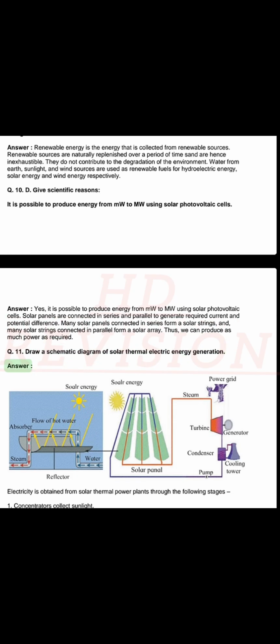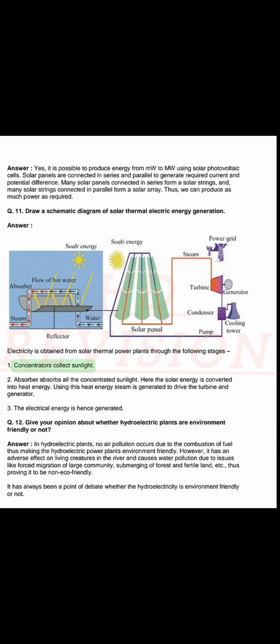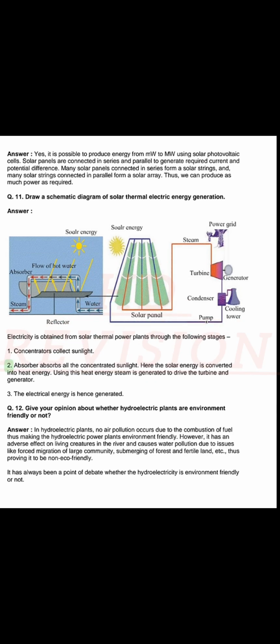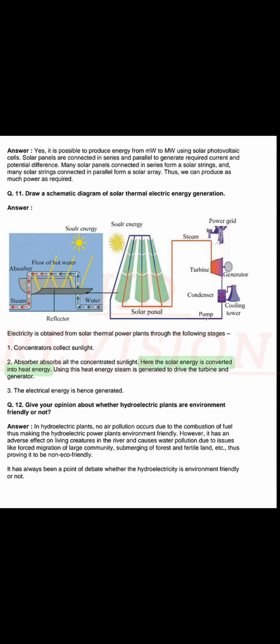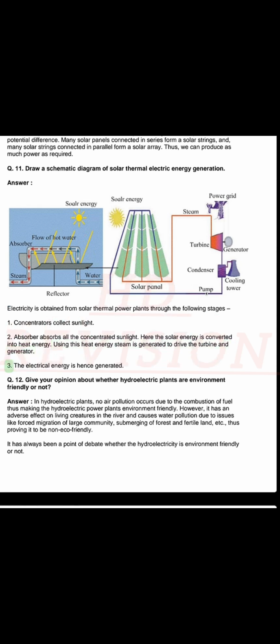Q. 11. Draw a schematic diagram of solar thermal electric energy generation. Answer. Electricity is obtained from solar thermal power plants through the following stages. 1. Concentrators collect sunlight. The absorber absorbs all the concentrated sunlight. Here the solar energy is converted into heat energy. 2. Using this heat energy, steam is generated to drive the turbine and generator. 3. The electrical energy is hence generated.